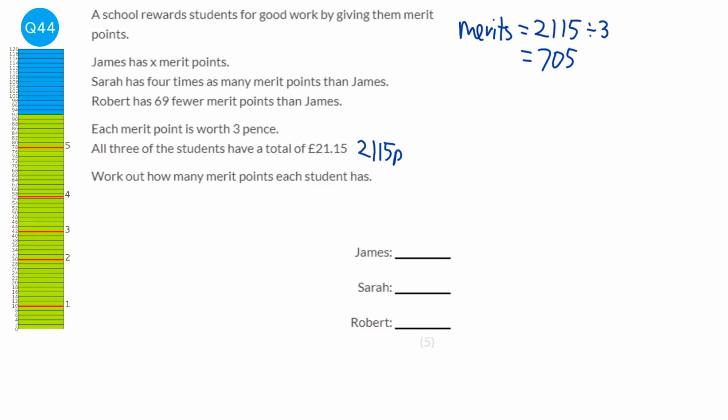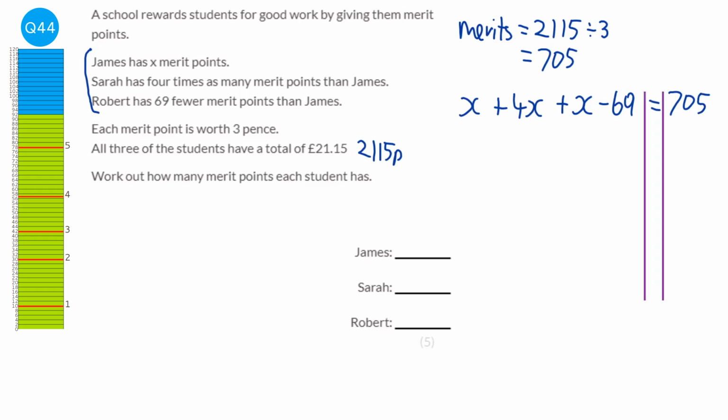Next, have a look at this part of the question, where it says James has x merit points. Sarah has 4 times as many points as James, so she's going to have 4x. Robert has 69 fewer merit points than James, so he's going to have x minus 69. And we know that that equals 705 because we've just worked that out. And this feels like a solving coming on.